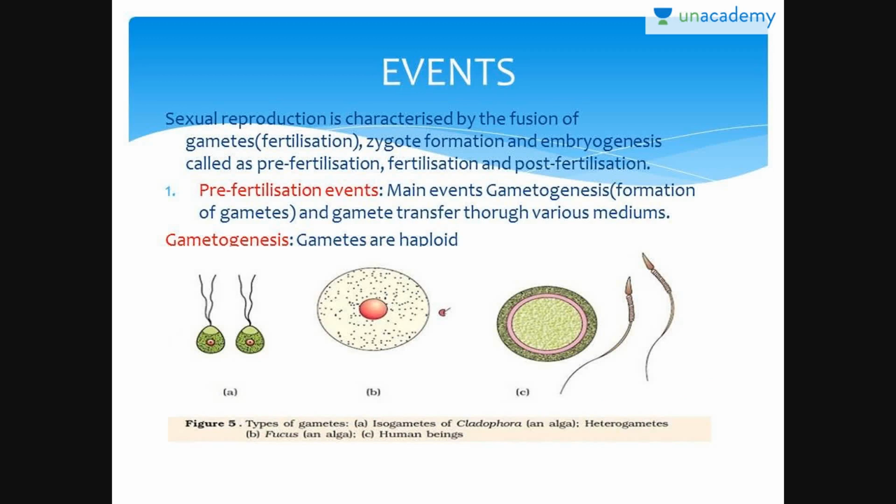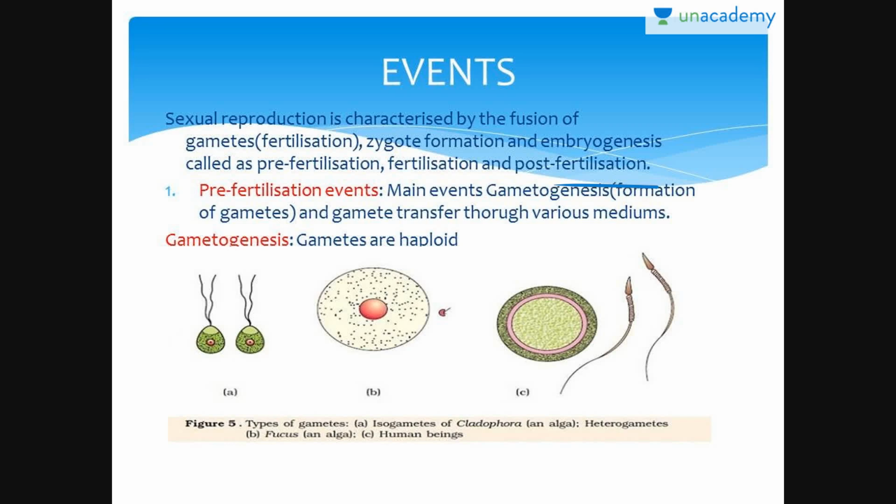So there is involvement of phases, that is pre-fertilization, fertilization and post-fertilization. In pre-fertilization, main events are gametogenesis. In gametogenesis, there is the formation of gametes, and then gamete transfer through various mediums.